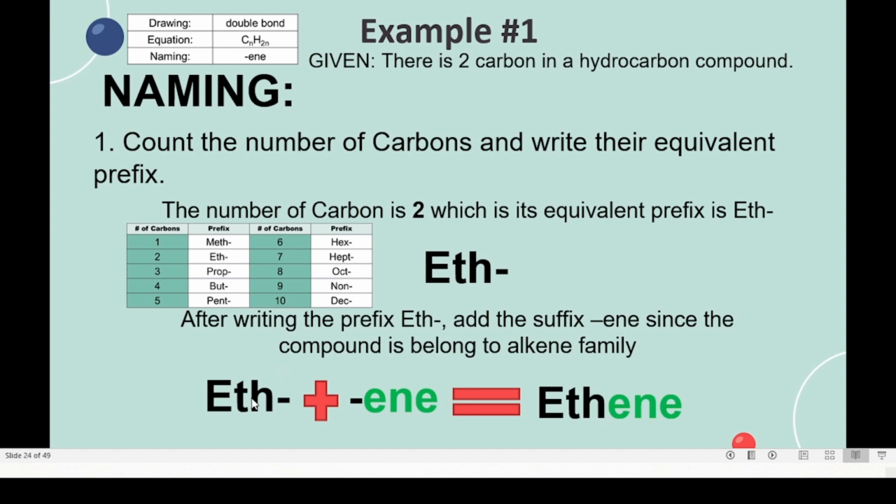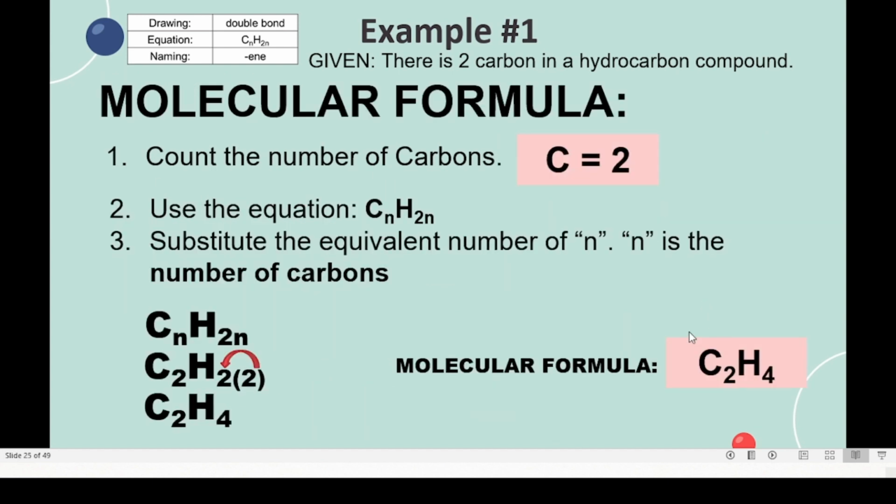So ETH plus "ene" is equal to ethene. So the compound that was given, the name of it, is ethene. Okay, ethene. Now, how to get the molecular formula? First thing to do is count the number of carbons. So the given here has two carbon atoms. So the carbon here is 2.